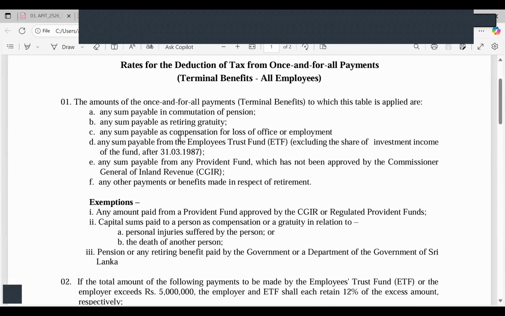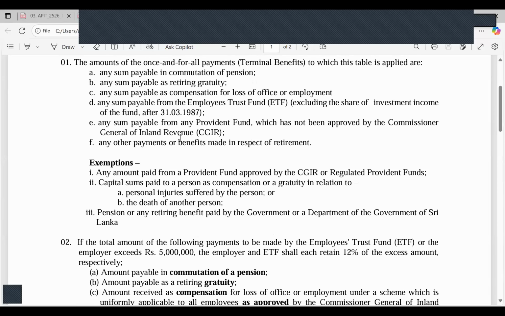So these are the items, the income to which this table 3 applies. Those that are liable to tax are what is here. Which has not been approved by the Commissioner General. If it is approved by the Commissioner General, it is given under exemptions.